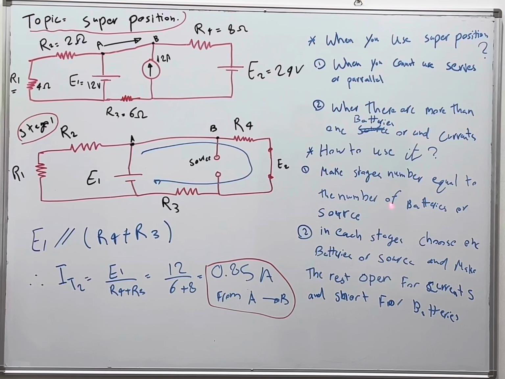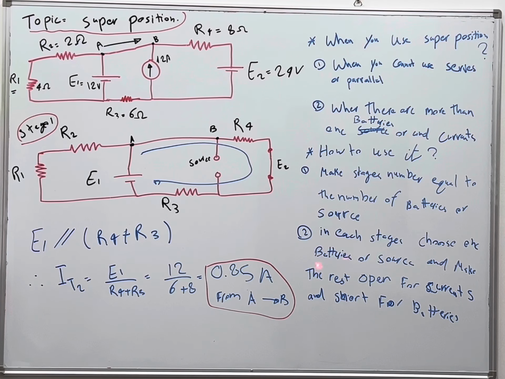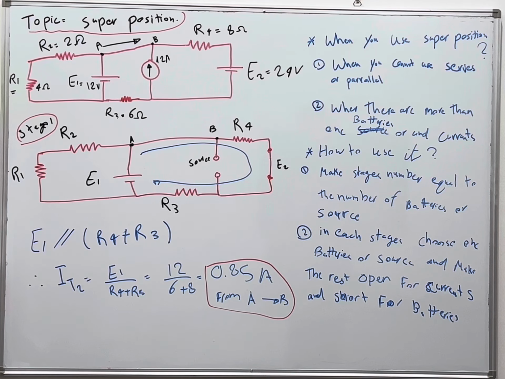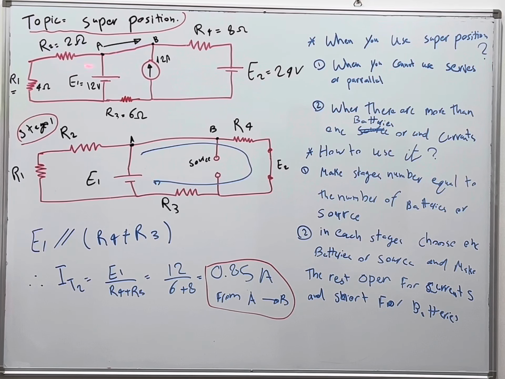Okay, in each stage you choose one battery or source and make the rest open for a current source and short for a battery. So let's look at this circuit and try to make stage 1. In stage 1, I'll choose E1, and I will neglect the others, so I change the current source here to open and E2 to short. Okay, so we will get this one.